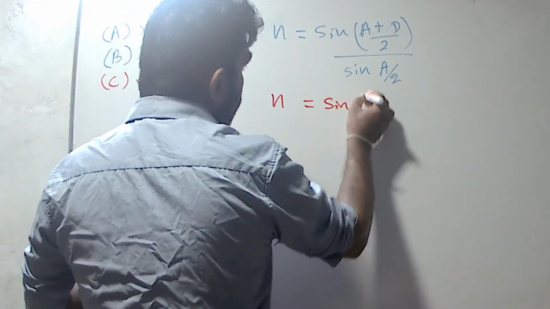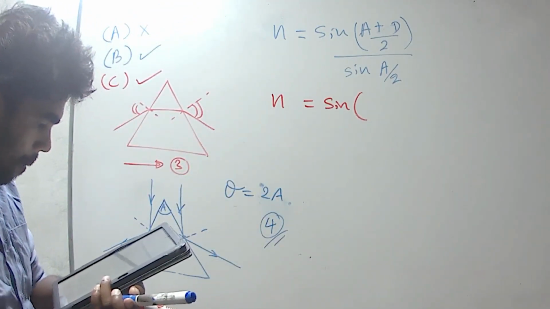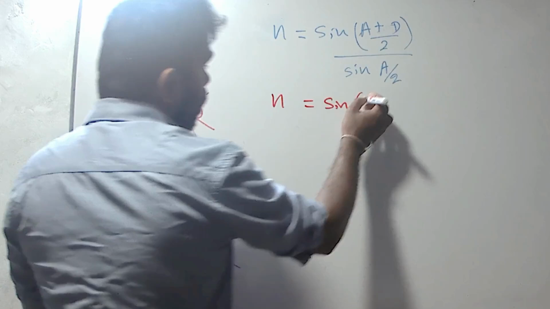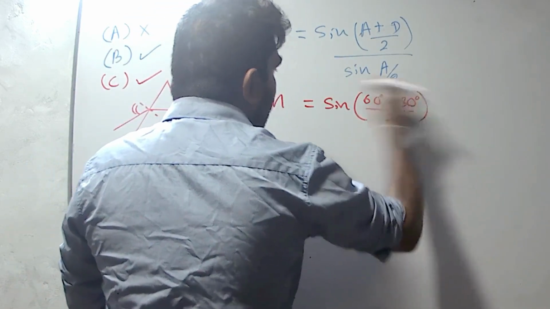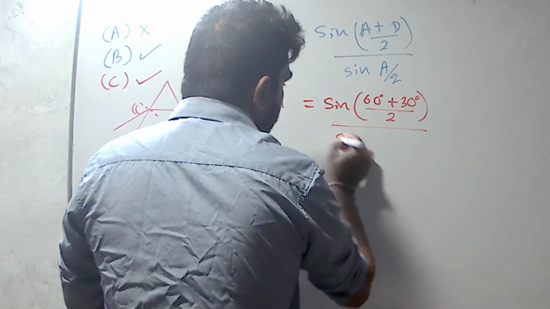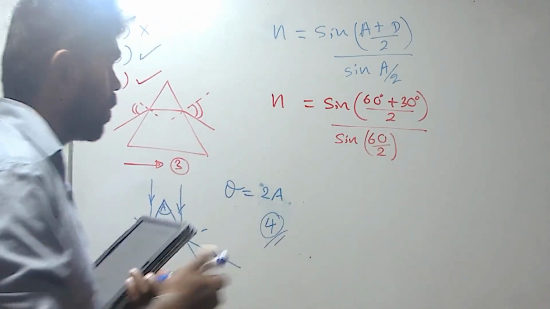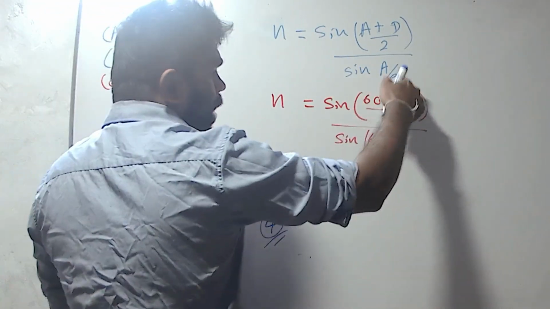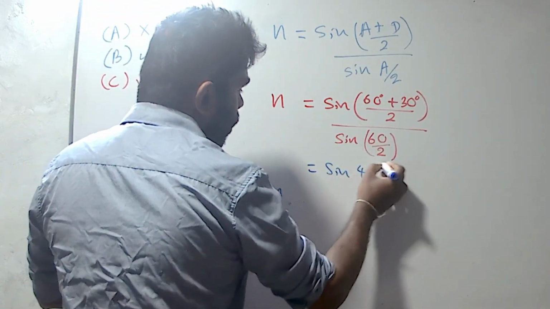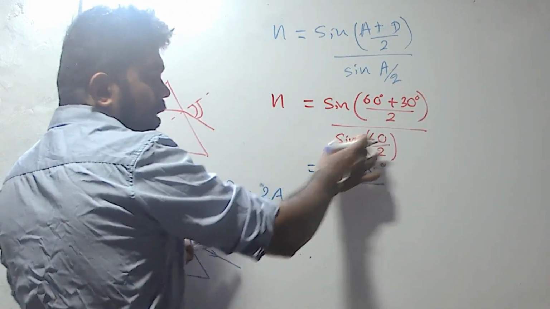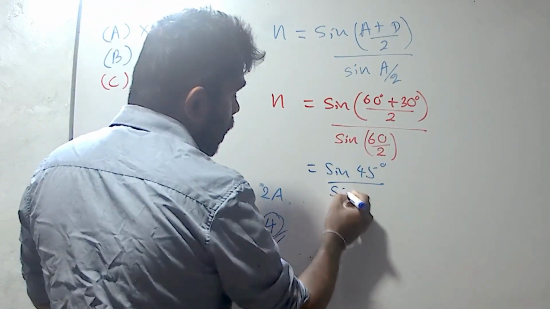A is the prism angle. Prism angle is given as 60 degrees. And minimum deviation angle is given as 30 degrees. So, 60 plus 30 divided by 2, divided by sin 60 divided by 2. 60 plus 30, 90. 90 divided by 2, 45. Then sin 45 divided by sin of 60 divided by 2, which means 30, sin 30.